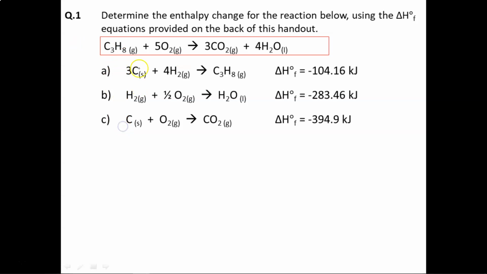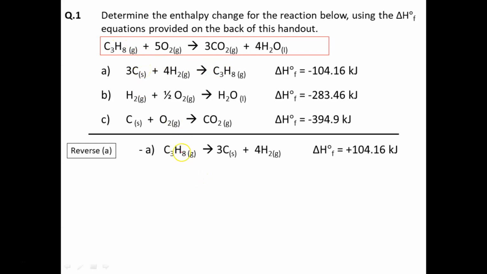Alright, so here I have C3H8 on the product side when it's supposed to be on the reactant side. So what I'm going to do is reverse this first equation. In so doing, my C3H8 is on the proper side, the reactant side. But don't forget, if you reverse the equation, this exothermic reaction is now endothermic. So it was negative 104.16, now it's positive 104.16.